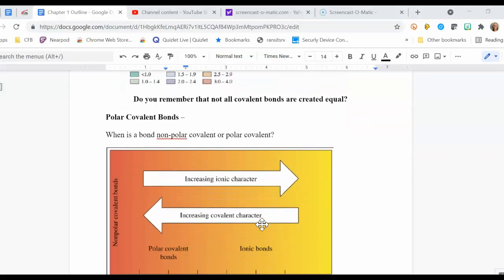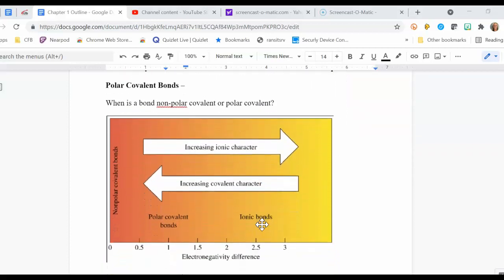So not all covalent bonds are created equal. That means the majority of covalent bonds are considered polar covalent bonds. The greater the difference in electronegativity, the greater the chance that you have a polar covalent bond. Okay, so the greater the difference. So we're going to have highly polar bonds with pretty much anything and fluorine.